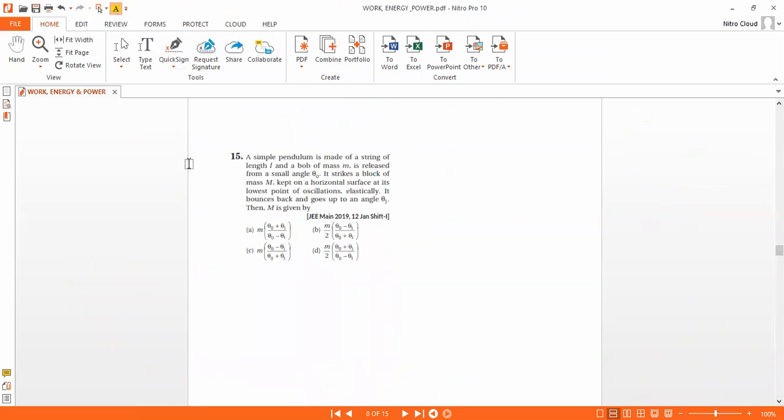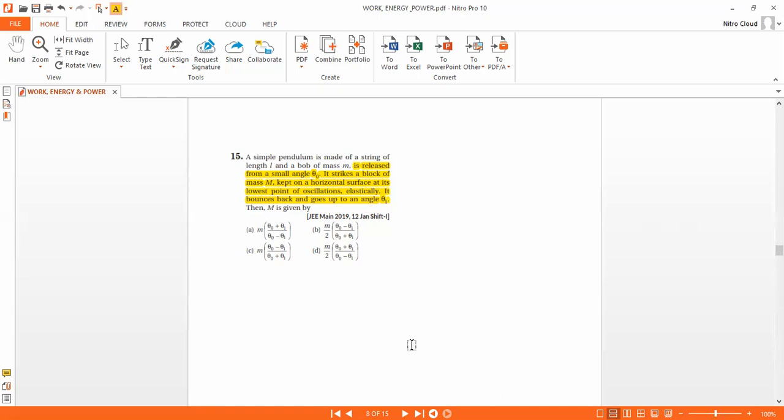See here. A simple pendulum is made of a string of length L and bob of mass m is released from a small angle. It strikes a block of mass capital M kept on a horizontal surface at the lowest point of oscillations elastically. It bounces back and goes up to an angle theta 1. Then the value of capital M is?